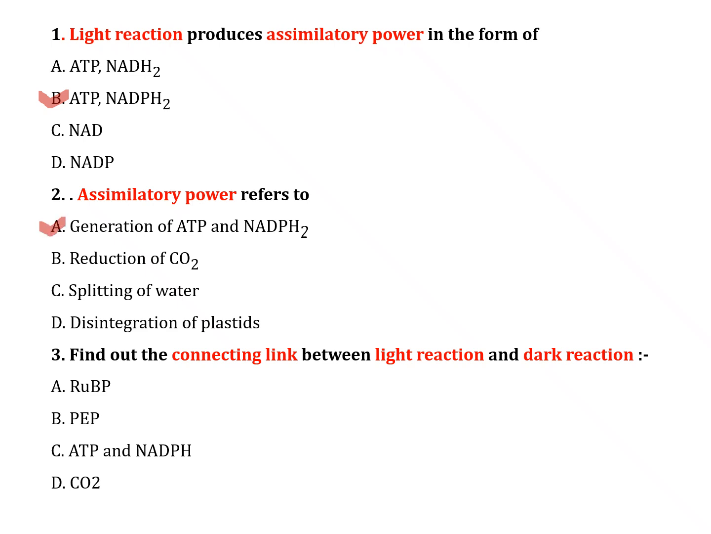The next question number 3. Find out the connecting link between light reaction and dark reaction. Option A RuBP, option B PEP, option C ATP and NADPH, option D carbon dioxide. Correct answer is option C ATP and NADPH.